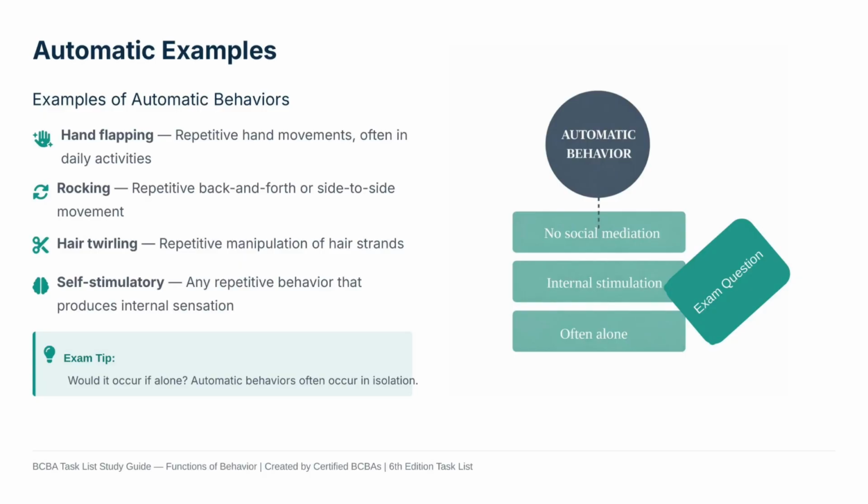Let's expand with examples. Hand flapping may produce visual or proprioceptive stimulation. Rocking may produce vestibular input. Hair twirling may provide tactile stimulation. These behaviors often persist even when social consequences are absent. Importantly, automatic reinforcement is not limited to stereotypy. Certain forms of self-injury may also be maintained automatically if they produce internal sensory feedback. The key feature is that the consequence is inherent to the behavior itself. So rather than looking for something delivered or removed externally, you look for behavior that sustains itself without social interaction.